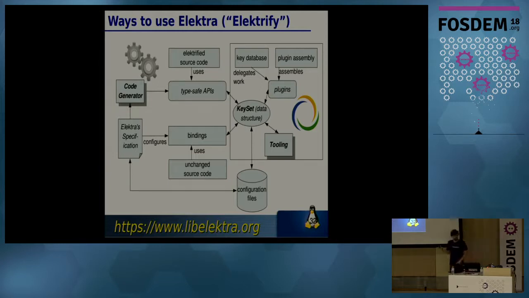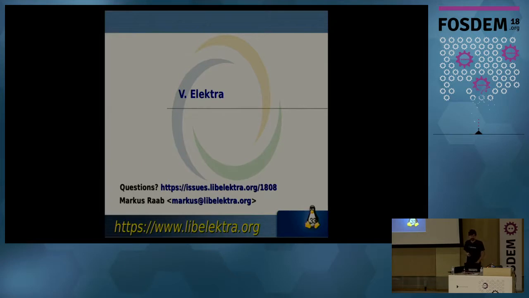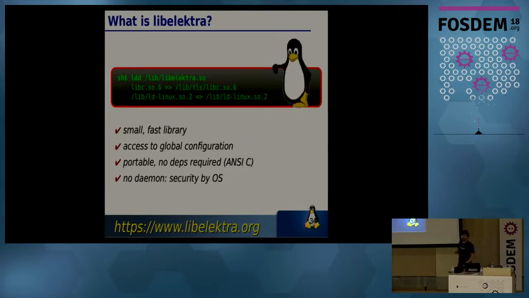In all three cases, we do not have any configuration logic inside the applications, but instead we have the logic within the specification. So you do not need to change the architecture of your application to use it. So now let's strive in the last minutes about some things, what Electra actually is. Electra is a small and fast library. It does not have any dependencies. It's completely written in C. It does not have a daemon. So the security is as it was before. So it does not matter if Electra is used or not from a security perspective.